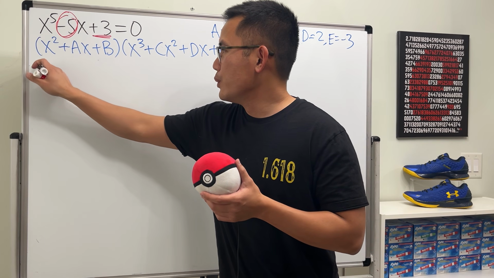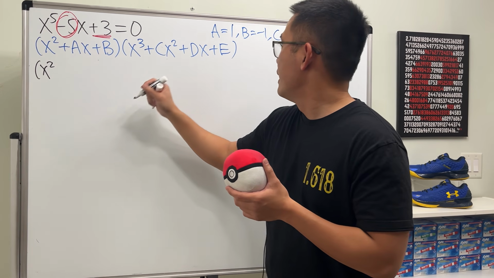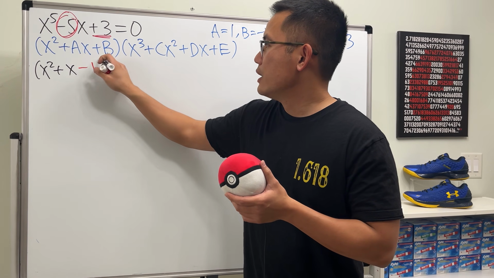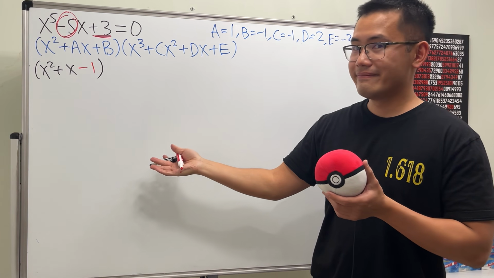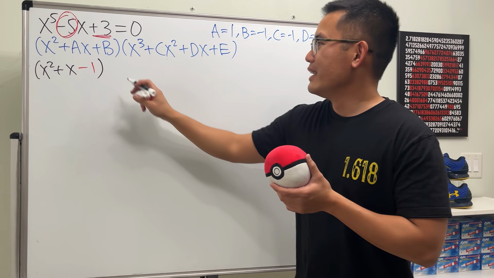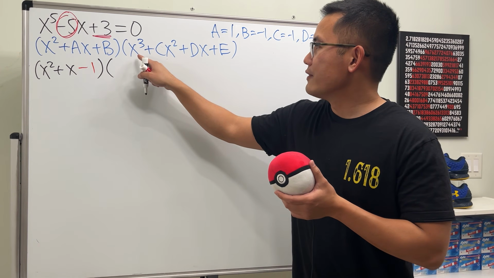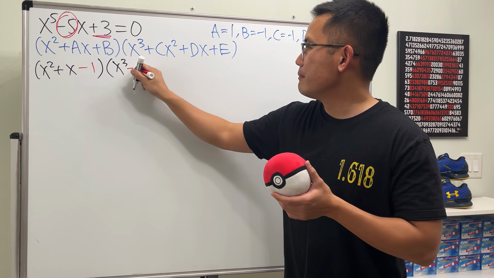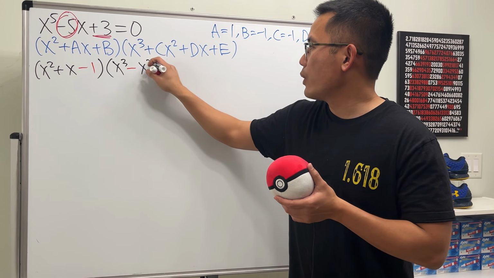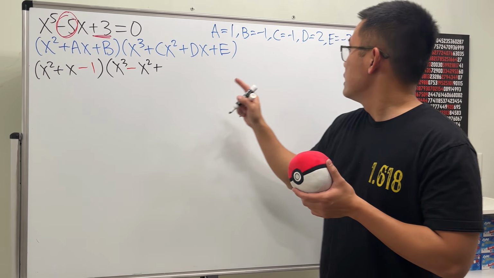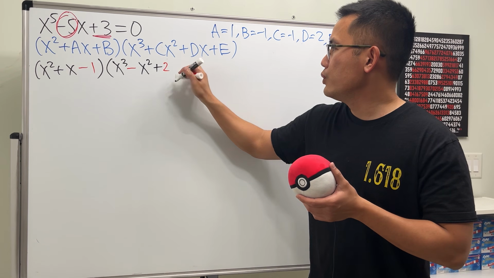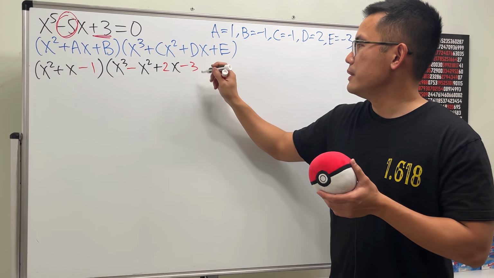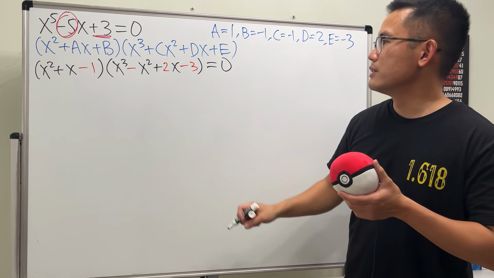Okay, so A is 1, B is -1, so we put it here. Ladies and gentlemen, we will get x squared plus x minus 1. That's the first equation. Pretty good actually. And then we will have x to the third power. C is -1, so we have a minus x squared. D is 2, so we add the 2x. And lastly, E is -3, so we have the -3. Alright, now we can set this to be 0.